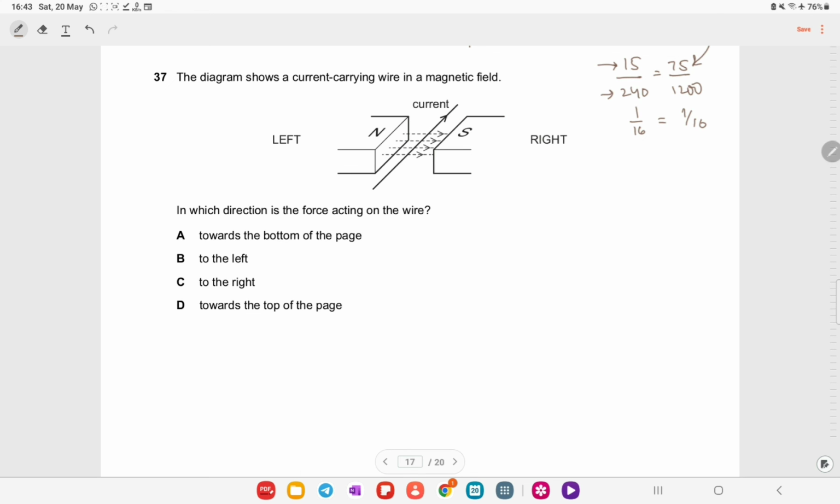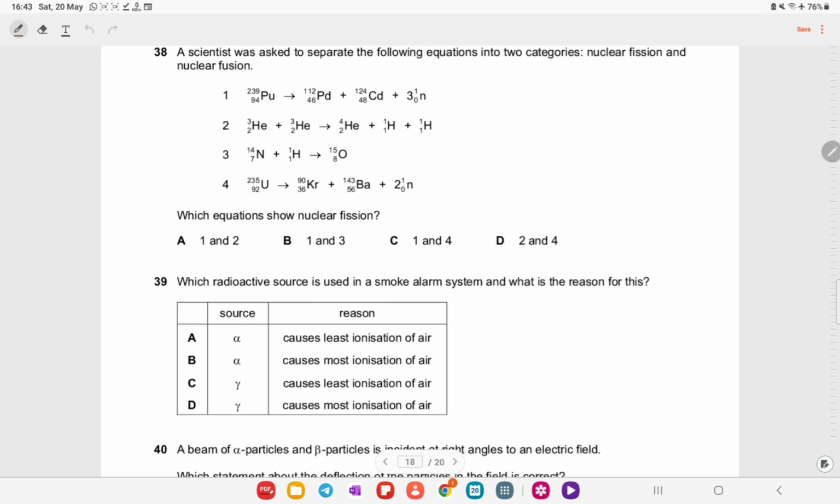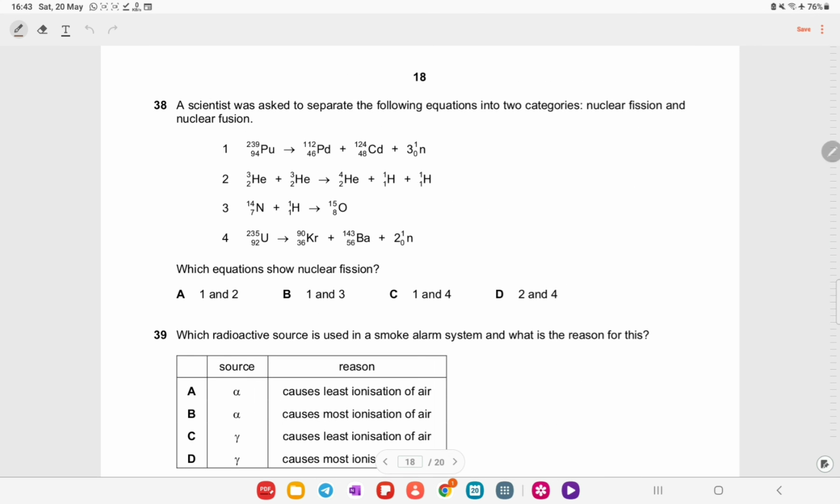The diagram shows a current carrying wire in a magnetic field. In which direction is the force acting on the wire? We will use Fleming's left hand rule for this, because the current is moving. Let me check: father, mother, child. Mother is like this, child is like this, so towards the bottom of the page. So this will be option A. If you do Fleming's left hand rule, you will understand how this works. If you have any queries regarding this topic or MCQ, I can explain it.